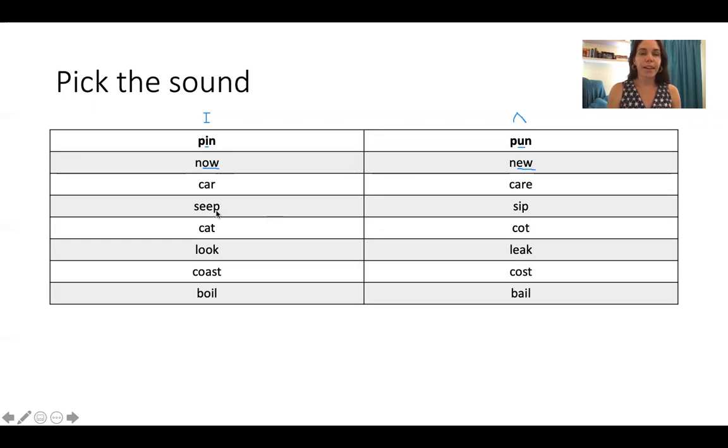The next one is car, car, k-r, car. You say. And care, k-air, care. You say it. Good. So we have R and air. K-R, k-air.